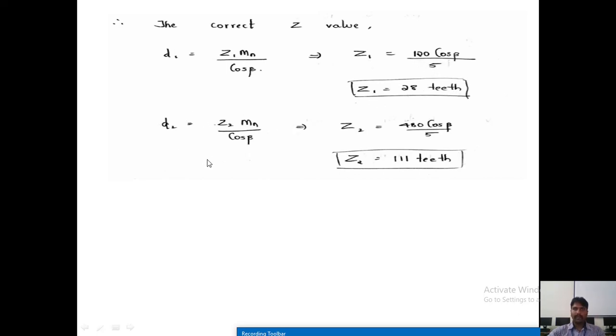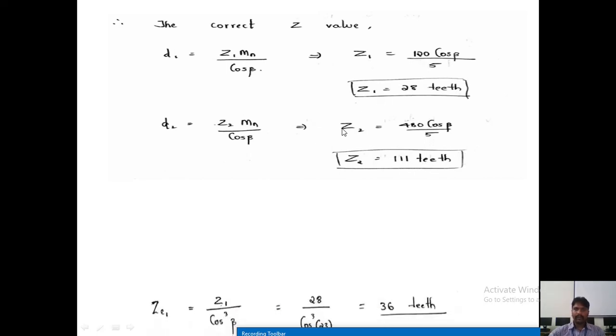The same equation you use to calculate D2. D2 is equal to Z2 Mn by cos beta. So Z2 is equal to D2 cos beta divided by Mn. So that Z2 equals 111 teeth.